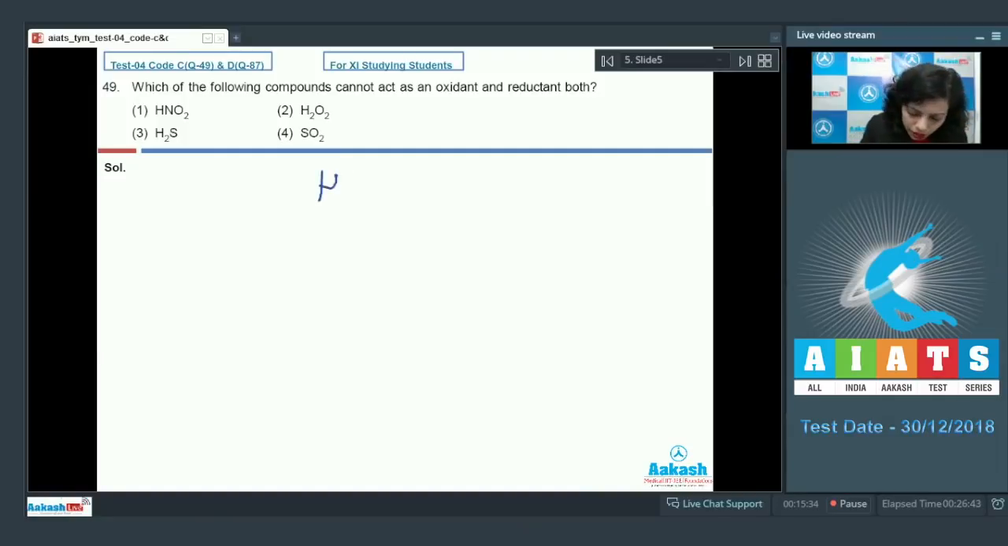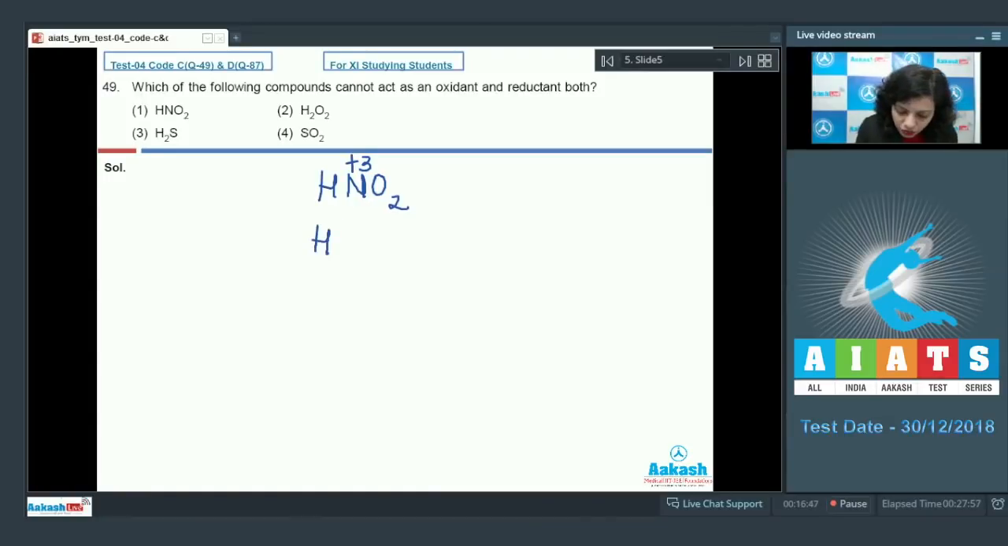So if we talk about this HNO2, in this compound there is nitrogen atom and its oxidation number is +3. And this oxidation number can be reduced to -3 as well as it can be increased to +5 also. It means it is an intermediate state. It can show both oxidizing as well as reducing nature. So it can act as oxidant and reductant both. That is why this is not the option that is correct.